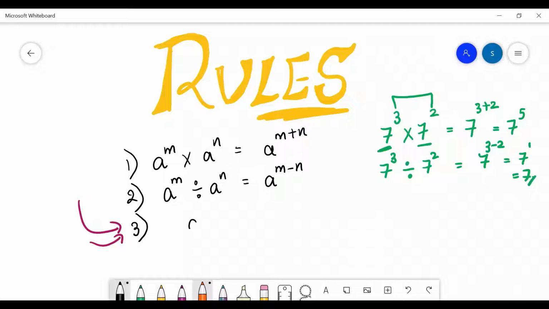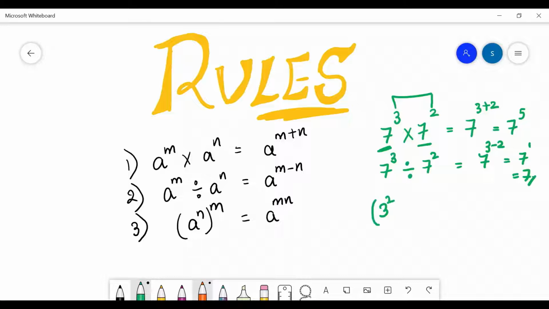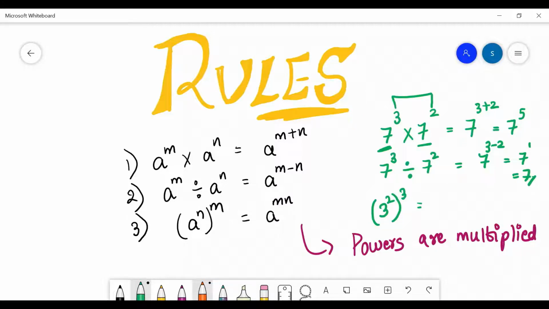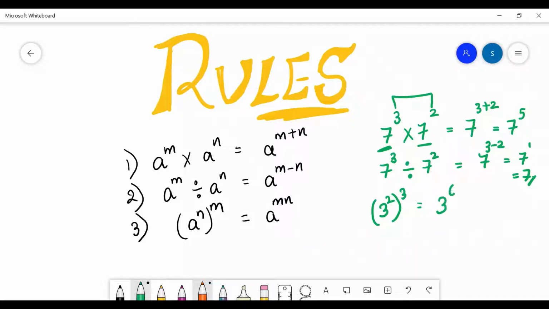Next rule, a power n whole power m is equal to a power m into n. Here, let's say you have 3 power 2 whole power 3. The powers are simply multiplied with each other. So this would be 3 power 6. You're multiplying power 2 with power 3.